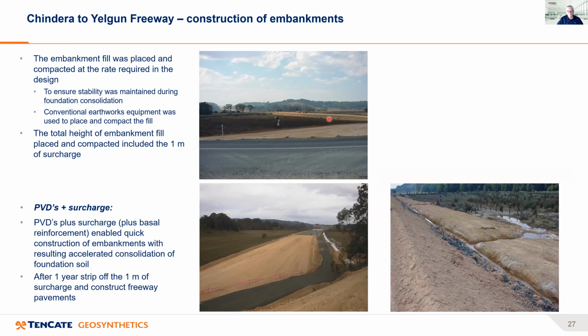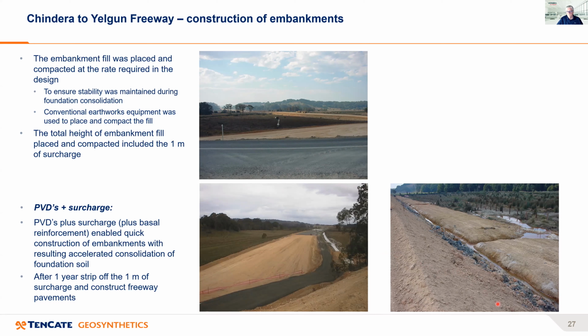These are construction of the embankments. You can see here, it was a standard earth moving type procedure using scrapers and bulldozers to place the embankment fill, and then a compaction of the embankment fills, as you can see here.